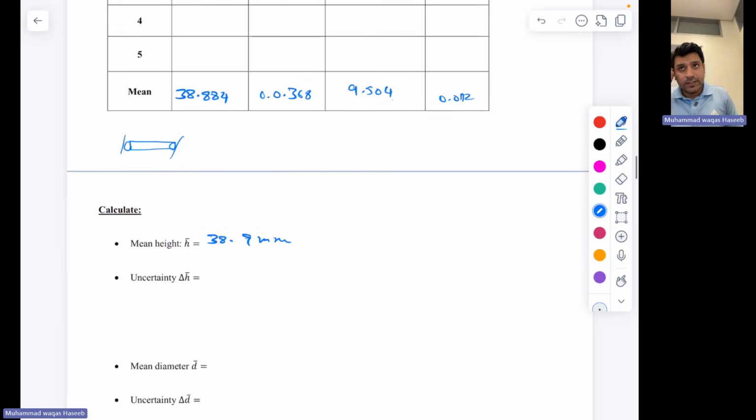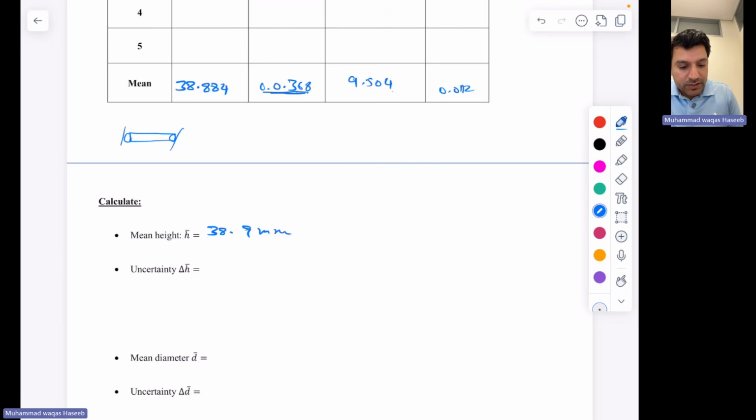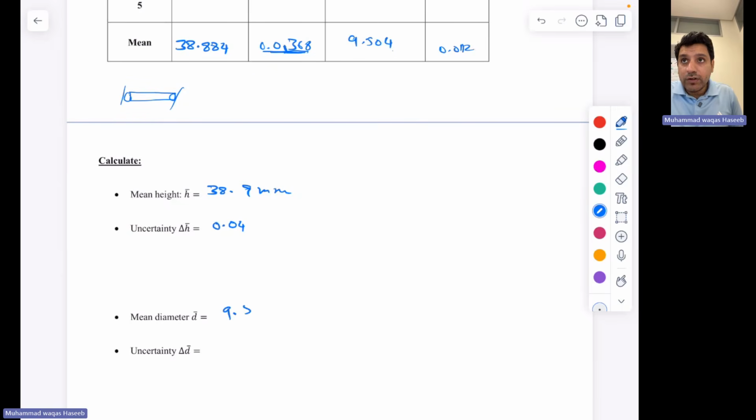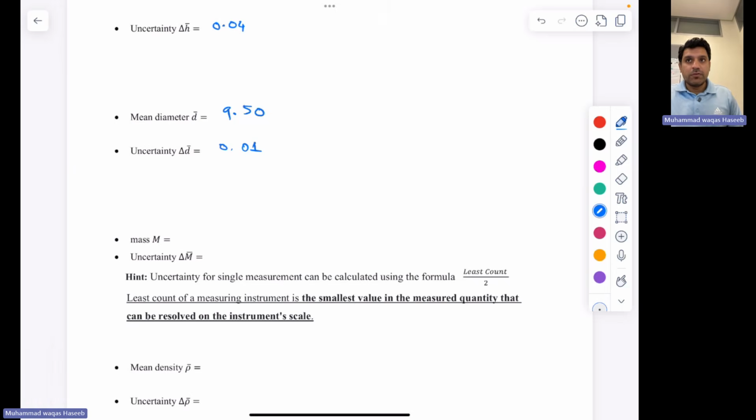And then we can write the uncertainty. Uncertainty is delta H, which we can write as 0.04. And the diameter is 9.50, with uncertainty 0.01. This is delta D, this is your D, this is delta H, this is your H. Now the mass, when we use the mass weighing machine, we get like 23.3 gram, and the uncertainty in measurement we can write as 0.01 or 0.02.